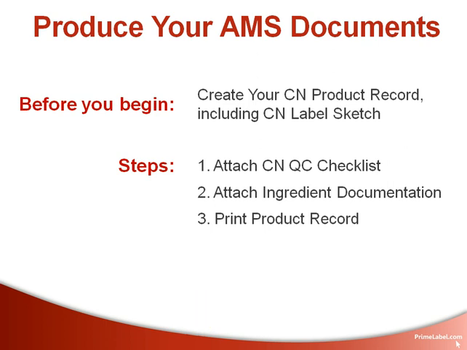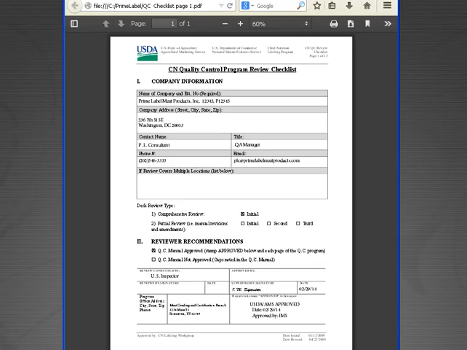We will now attach to our product record the required page 1 of the CN QC checklist, attach any ingredient documentation that is needed, then print those elements of the product record that are required for submission to AMS. First, if you've not already done so, you will need to save page 1 of your CN Quality Control Review checklist as an electronic document, most likely by scanning it into a PDF file.